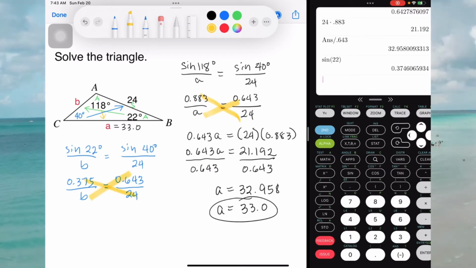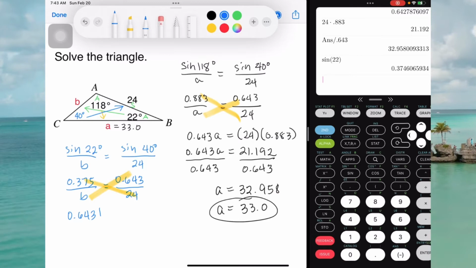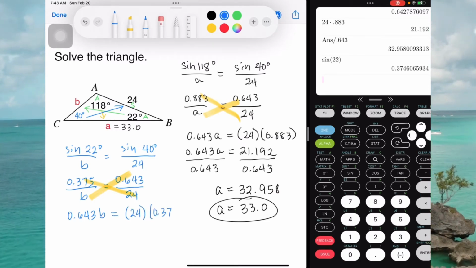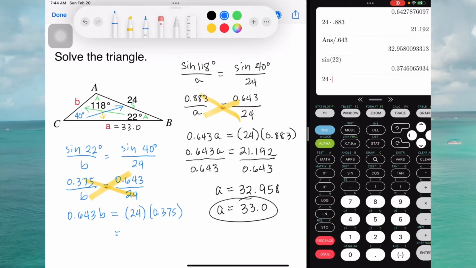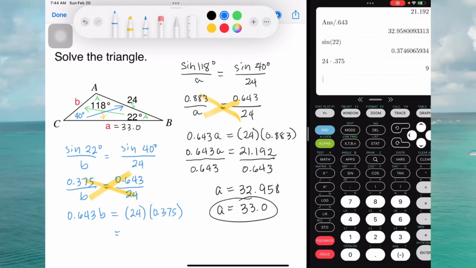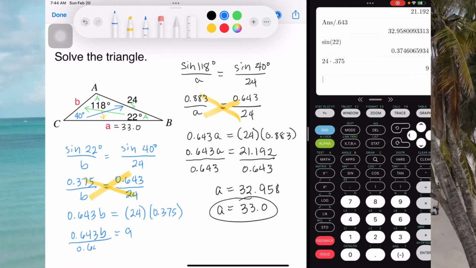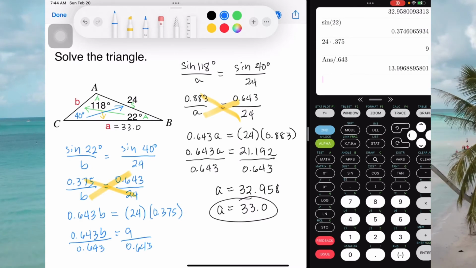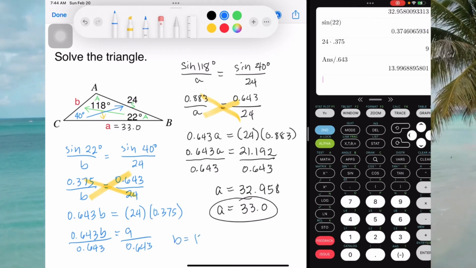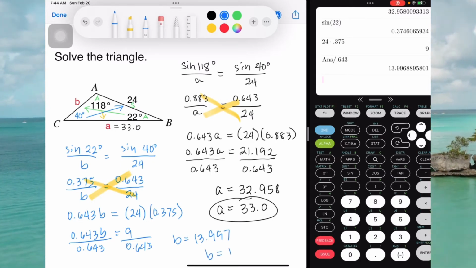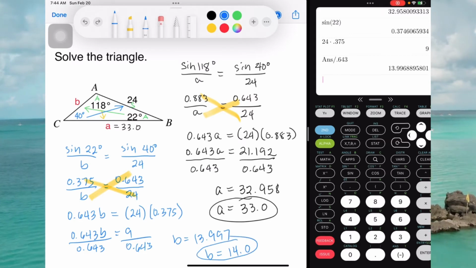Applying cross multiplication, we have 0.643 b is equal to the product of 24 and 0.375. Let's go ahead and multiply those. That's going to be 9, and then dividing both sides by 0.643, the length of b is 13.997, which rounded to the nearest tenth will be 14.0.